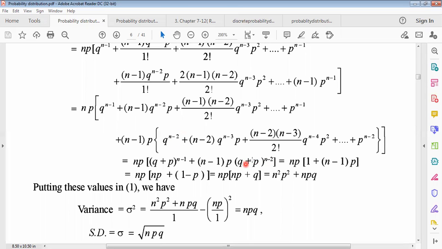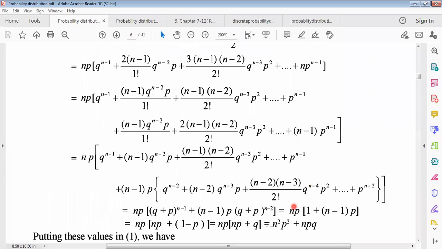But you must know p plus q equals 1, and 1 to the power anything equals 1. This is why we get np into [1 plus (n minus 1) into p]. But (n minus 1) into p is just np multiplied by (1 minus p), and 1 minus p equals q, because p plus q equals 1. So we get this equals n square p square plus npq.